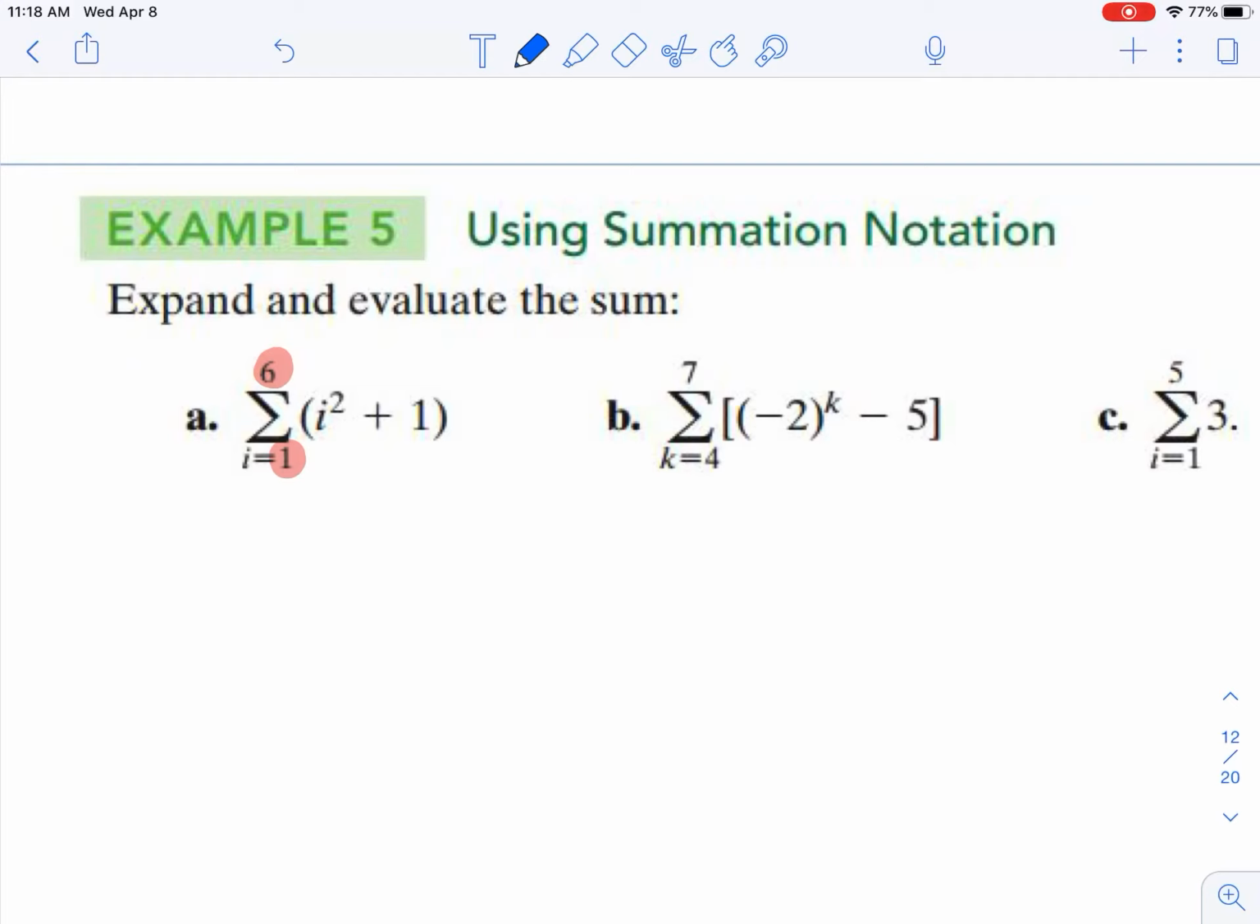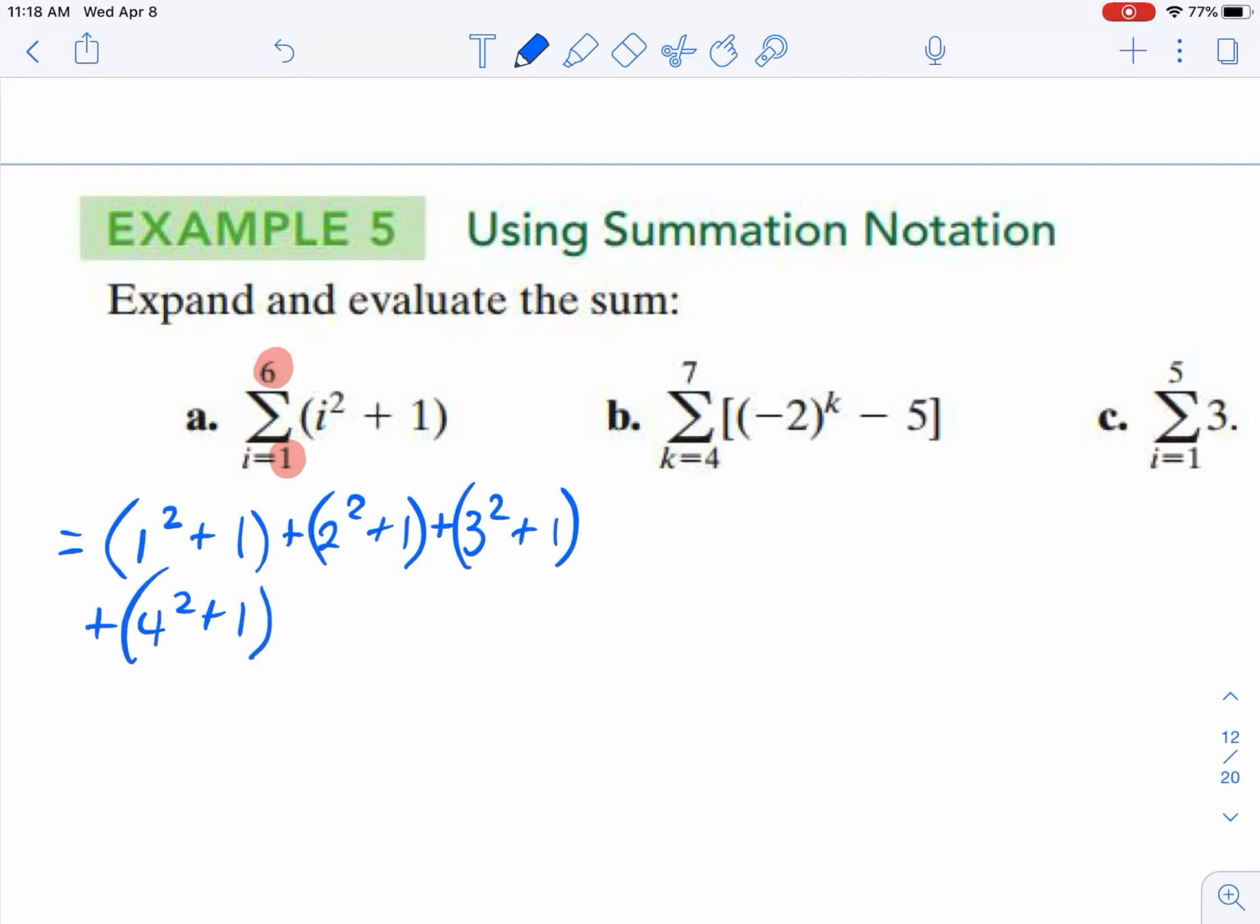So what that means is when we find this sum, we're going to have 1 squared plus 1. That's our first one. Then we're going to plug in 2: 2 squared plus 1. Then we're going to plug in 3: 3 squared plus 1. Plus, once again, it's a sum, that's why we're putting a plus there. 4 squared plus 1. Plus 5 squared plus 1. Plus 6 squared plus 1. Okay, so with this, we're going to get all these values, and then we're going to get our final answer as a result from it.